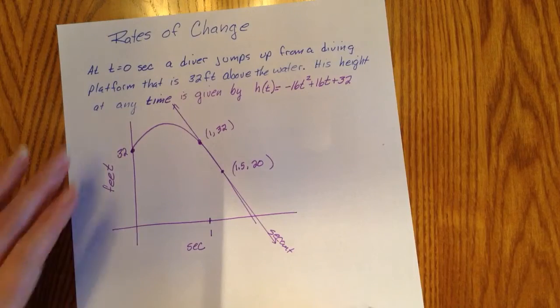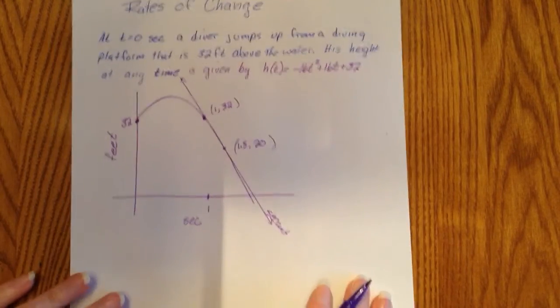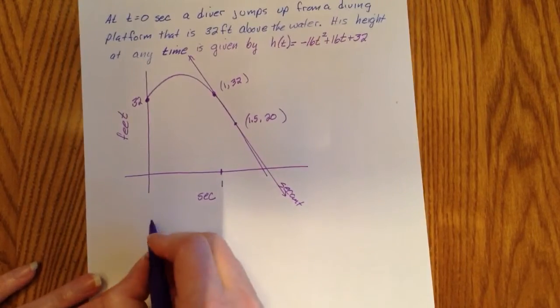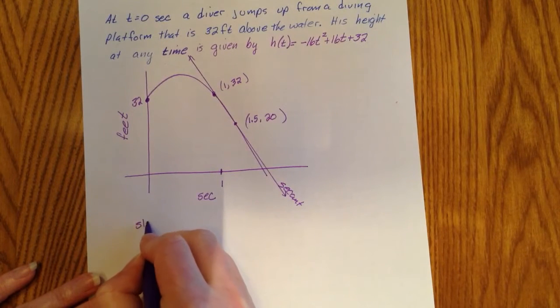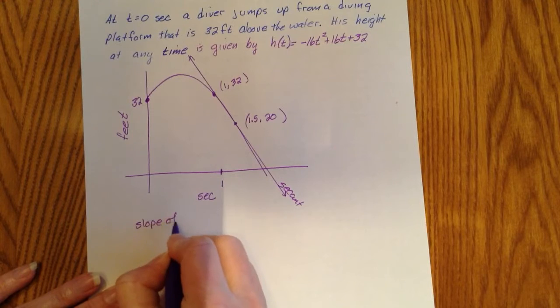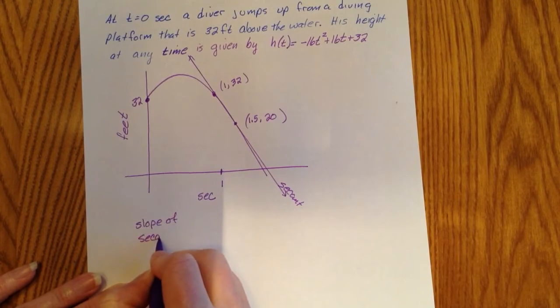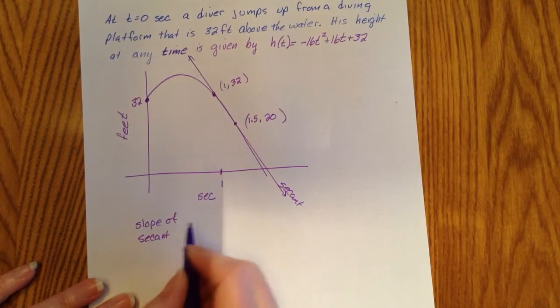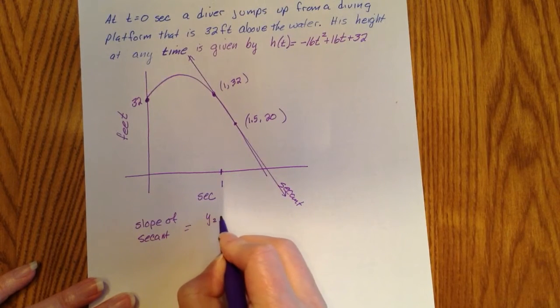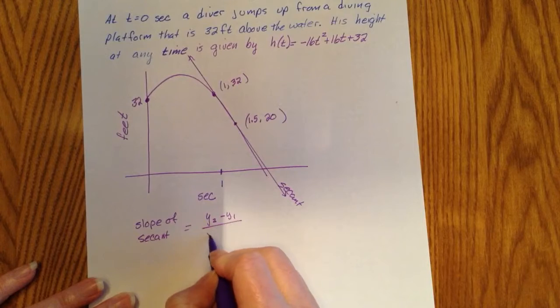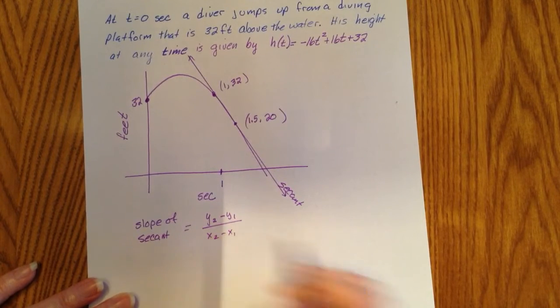Well, I'm glad you asked. Let's recall back to algebra 1. What's the slope formula? Oh, we know that. y sub 2 minus y sub 1 over x sub 2 minus x sub 1.